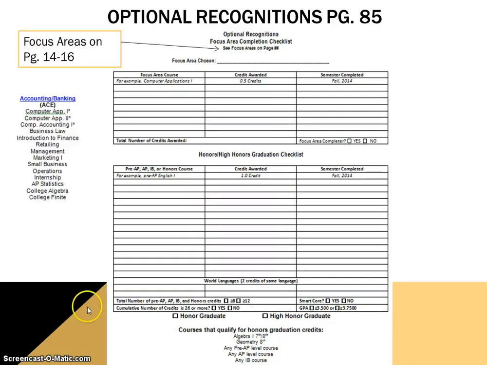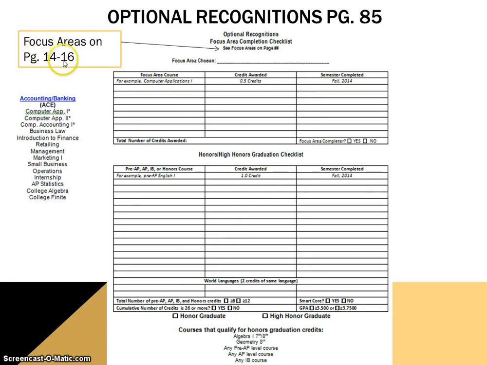Okay, now for the optional recognitions. Those are on page 85. You do not have to complete this checklist, but it may be helpful for you to complete to know if you are on track to be a focus area completer or an honors graduate.